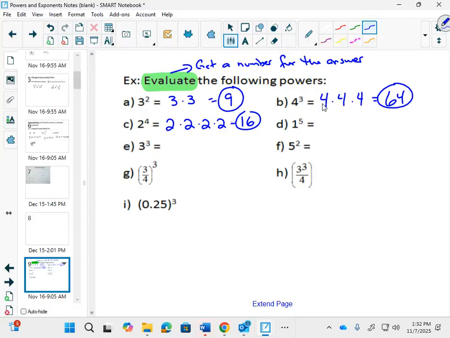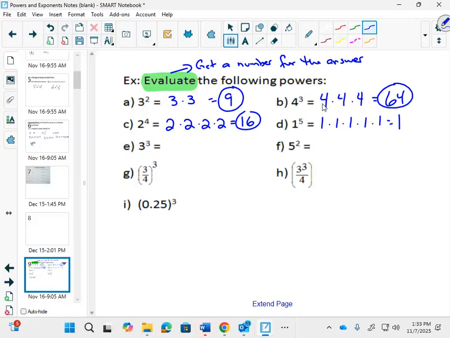Ooh. The next one's a bit of a challenge. Let's see if you guys are ready for it. 1 to the 5 would be 1 times 1 times 1 times 1 times 1, which is 1. People are tempted to add that one together and get 5. But 1 times 1 is 1. Times 1 again is 1. Times 1 again is 1. I could give you 1 to the million. Put an exponent of a million. And it would still be 1.